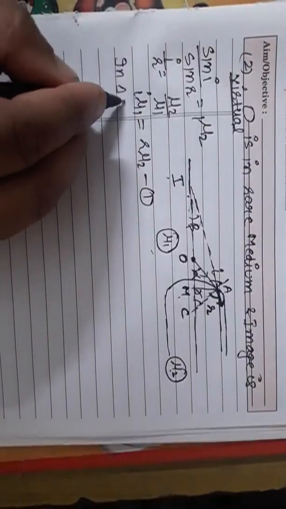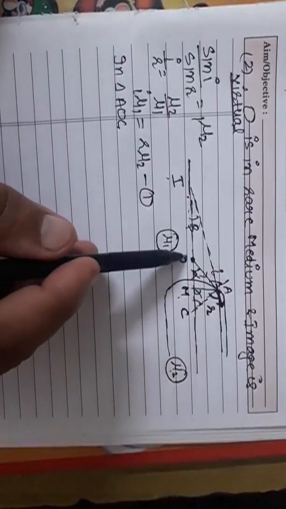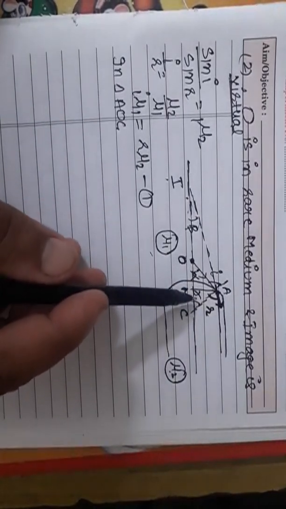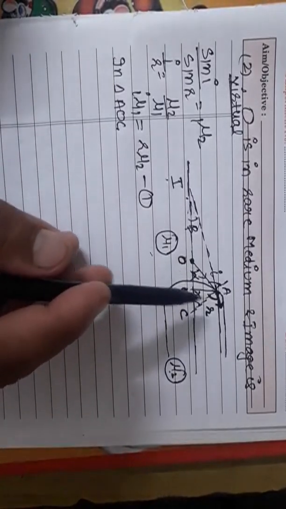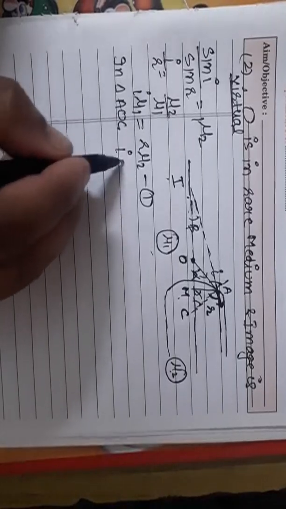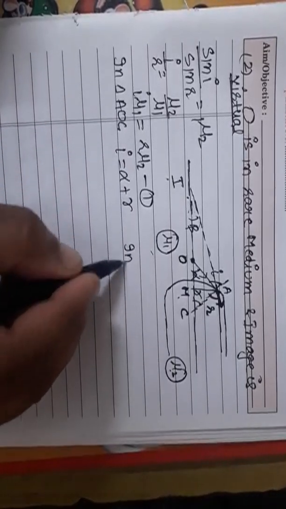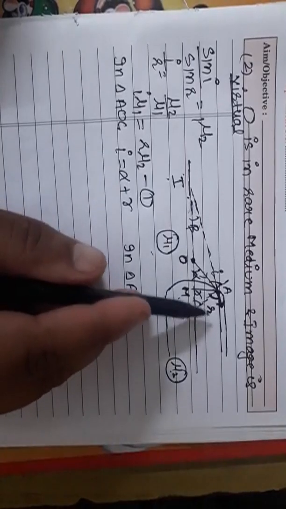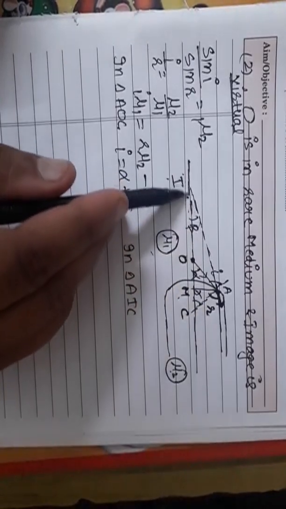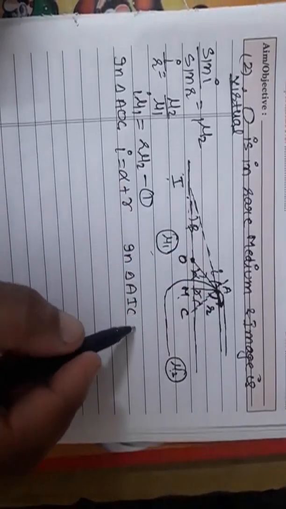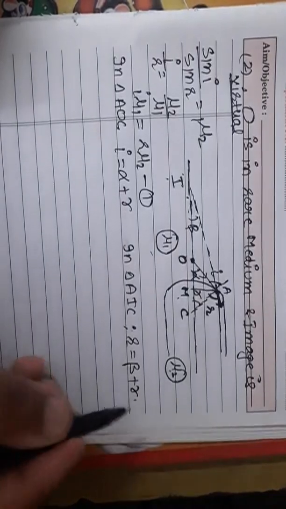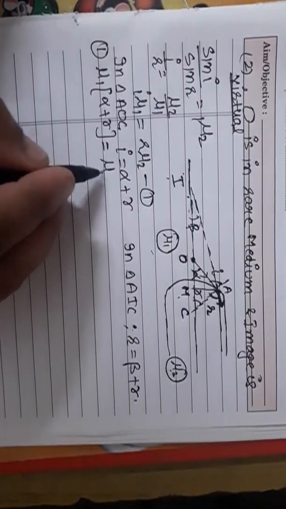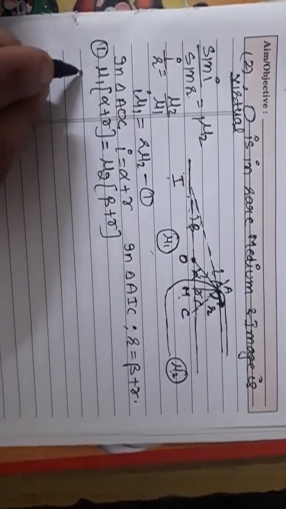Now again in triangle AOC, what is the exterior angle? Incident angle i equals alpha plus gamma. Similarly in triangle AIC, the exterior angle r is equal to beta plus gamma. So first, putting in, it becomes mu1 into (alpha plus gamma) equals mu2 into (beta plus gamma), which can be replaced with the tangents.